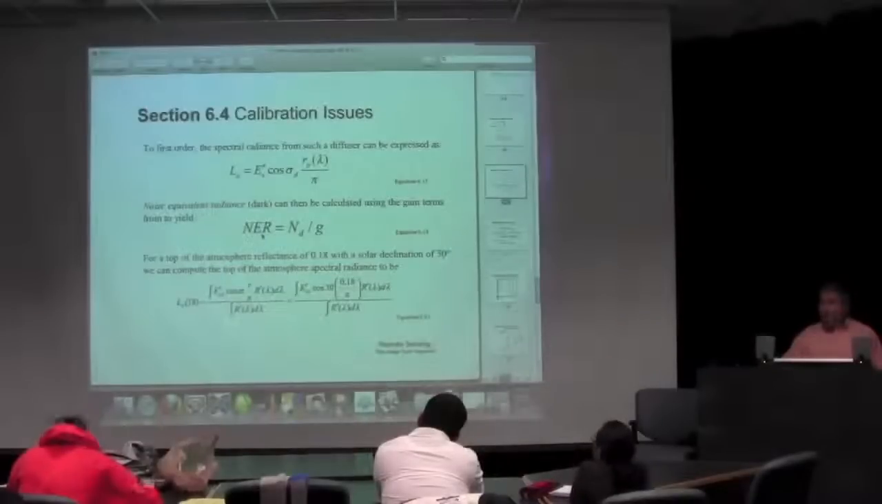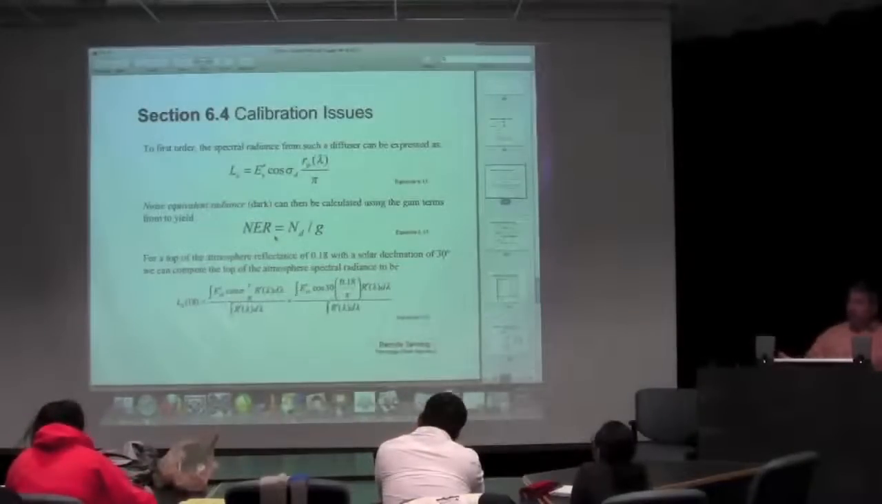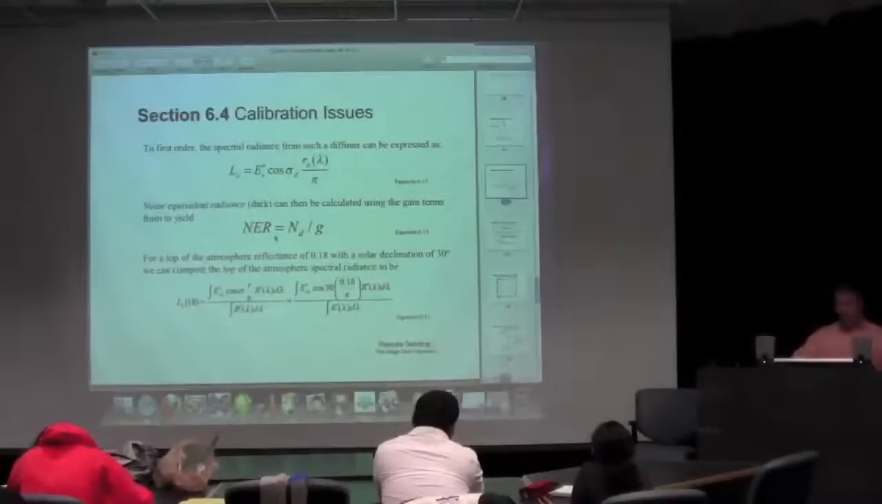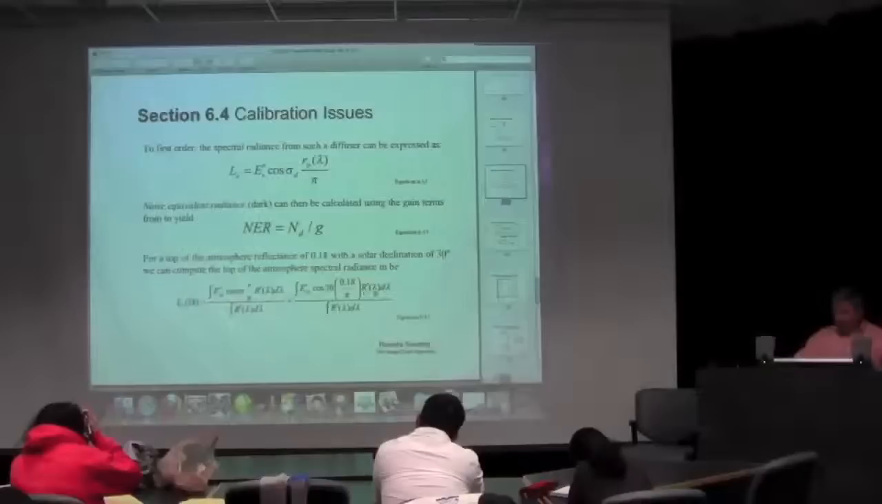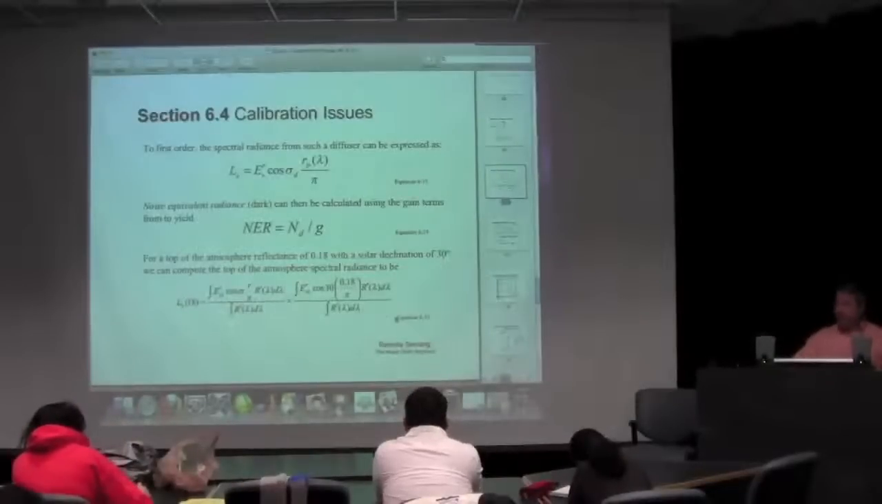All right, now, once you know that noise equivalent radiance, you compare that to the radiance of a particular target that you might be interested in. So for instance, in this particular case, the equation here shows top of the atmosphere reflectance of 18%. If I have a solar declination of 30 degrees, we compute the top of the atmosphere spectral radiance to be this equation right there. Take the exoatmospheric solar radiance times that declination angle times the reflectance of the target that you're looking at, convert it to radiance, multiplied by the spectral response function, you get out radiance. So with those numbers and a known spectral response function, you can go ahead and compute that. Well, that's the top of the atmosphere radiance for an 18% reflector.